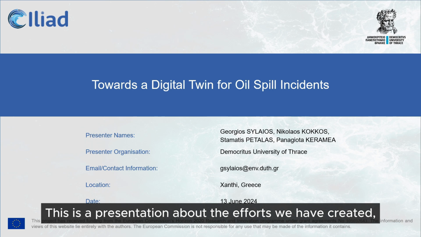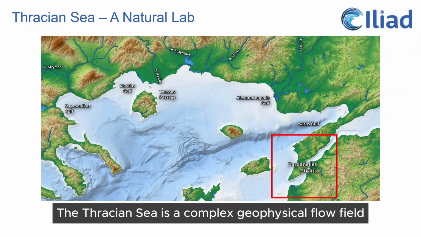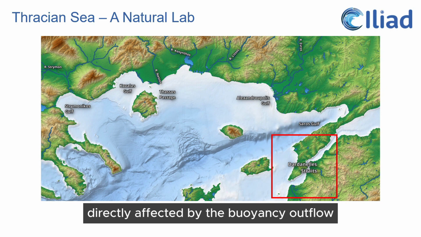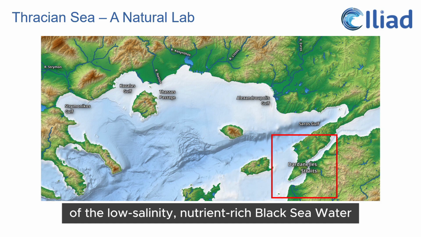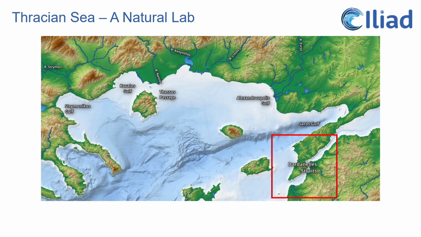This is a presentation about the efforts we have created in order to reach a digital twin for oil spill incidents in the Thracian Sea. The Thracian Sea is a complex geophysical flow field, directly affected by the buoyancy outflow of the low salinity, nutrient-rich Black Sea water, discharged through the Dardanelles Strait.